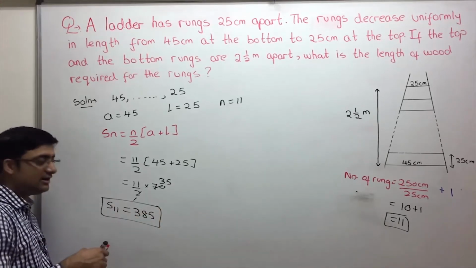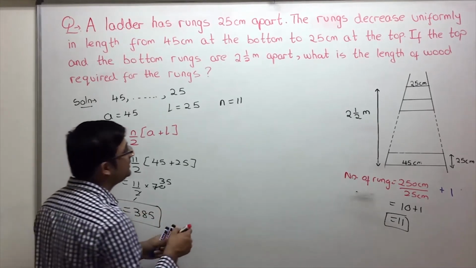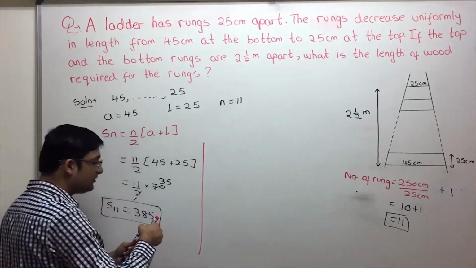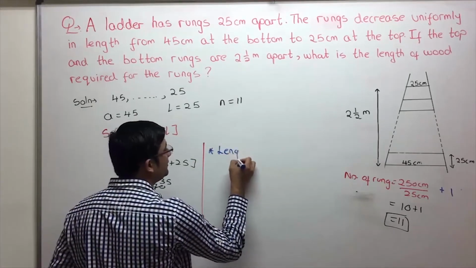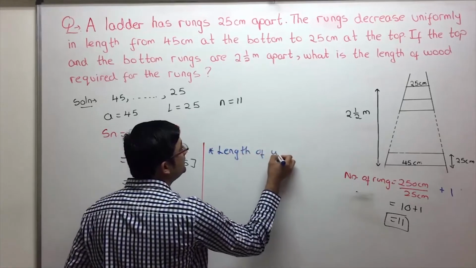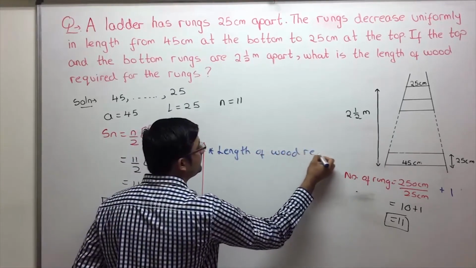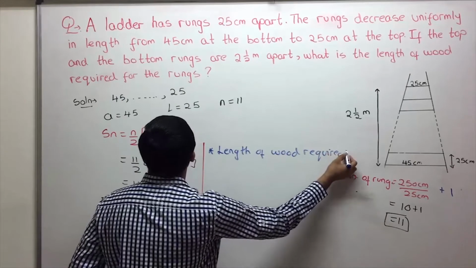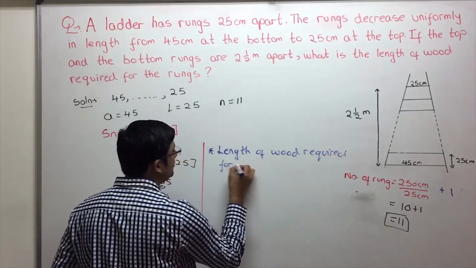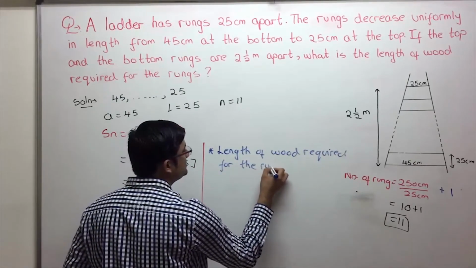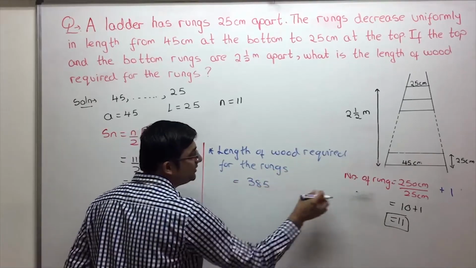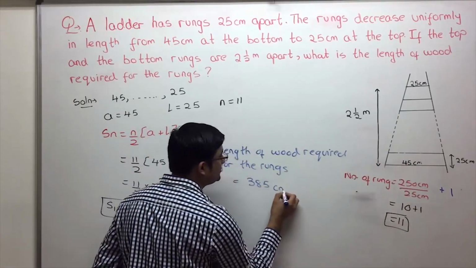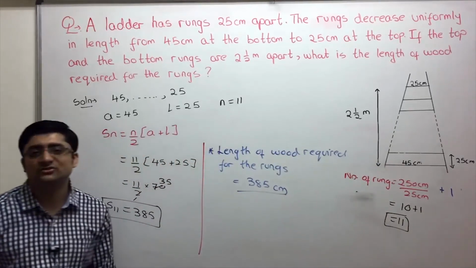This is nothing but the length of wood required. So the length of wood required for the rungs is equal to 385. Each of these is in centimeter, so 385 centimeter. This is how you solve the question.